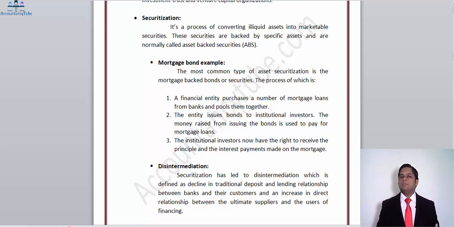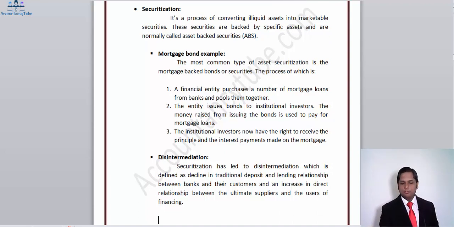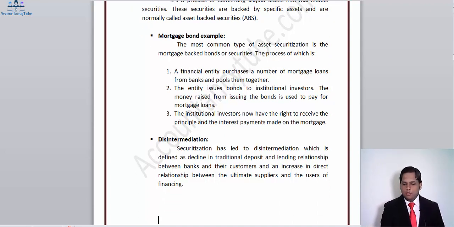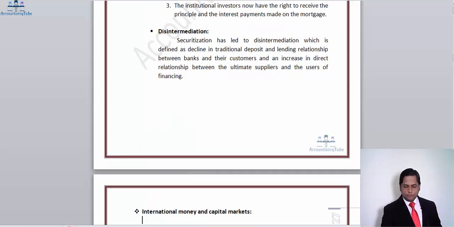Now the principal and the interest is paid by the people to the bank only, but instead of being an asset in the bank's statement of financial position, it becomes a liability because the bank has to pay this amount as it is to the institutional investor, the mortgage bond holder. That's how the mortgage bond was made.